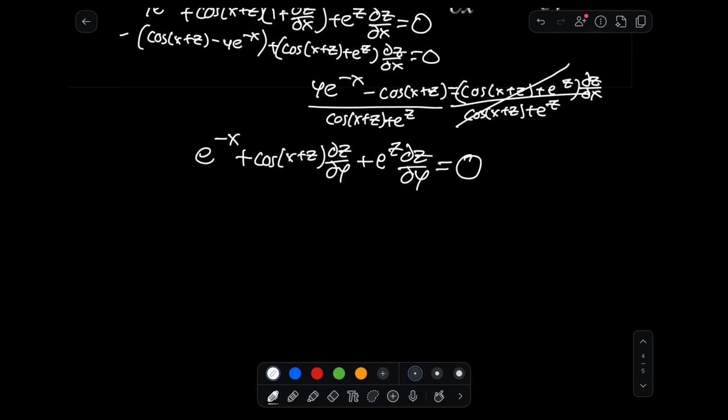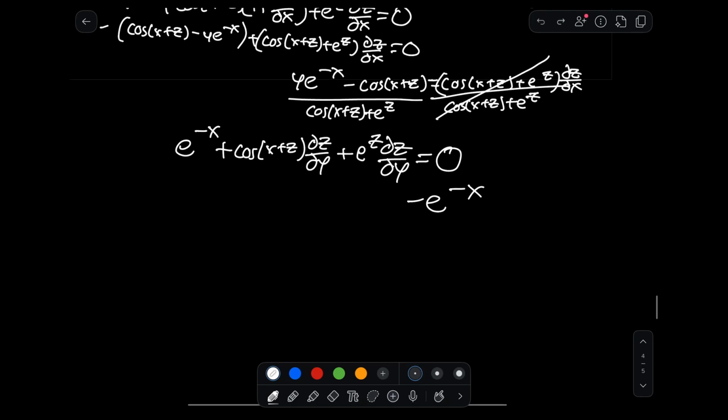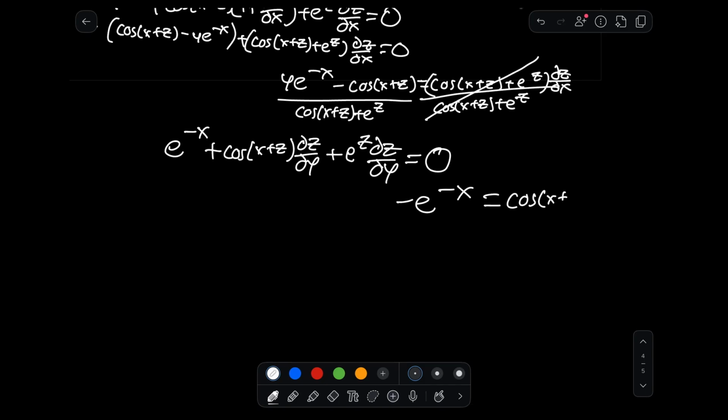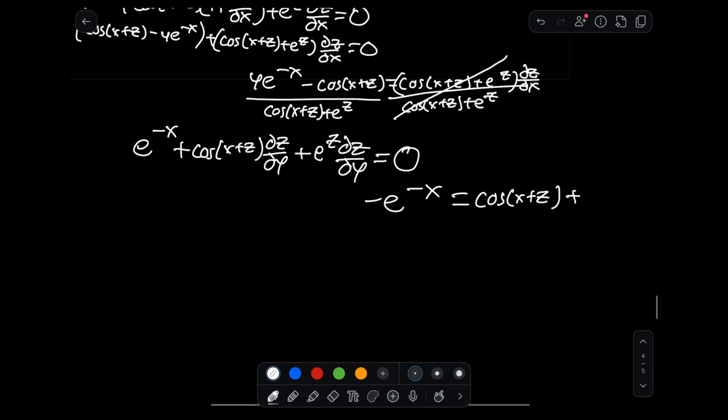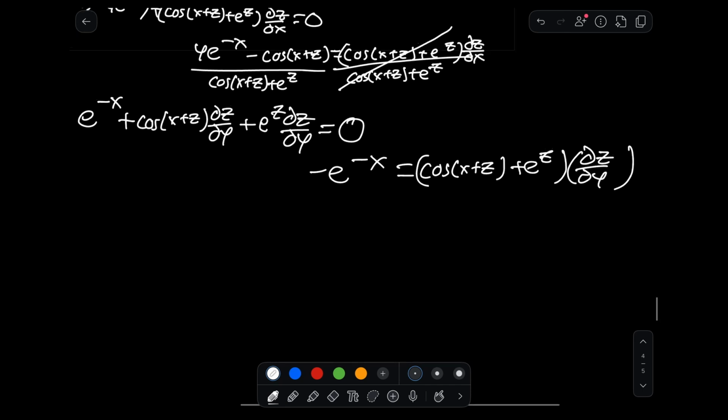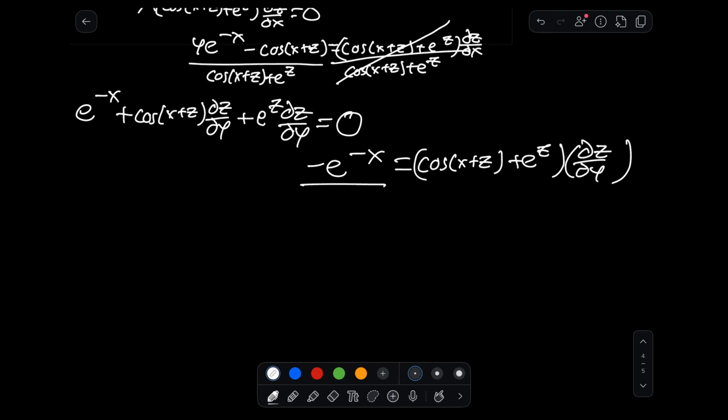So then we're going to subtract e to the negative x on both sides. We're going to get negative e to the negative x equal to cosine x plus z plus e to the z del z del y. And then just divide everything by cosine x plus z plus e to the z. And then you will get your partial of z with respect to y.